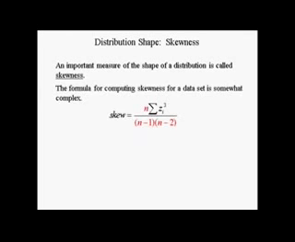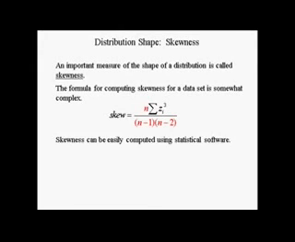The formula for computing skewness for data is somewhat complex. Skewness is easily computed using statistical software. However, a skew is just the average, essentially, of z-scores if the sample size is large.